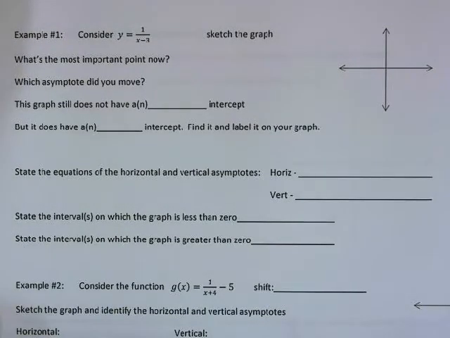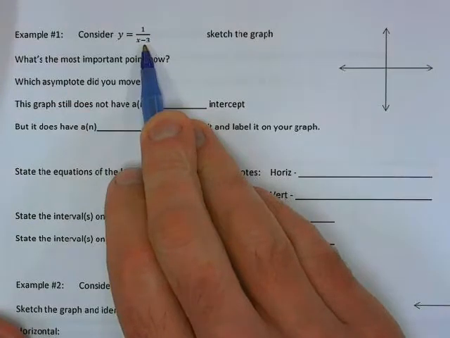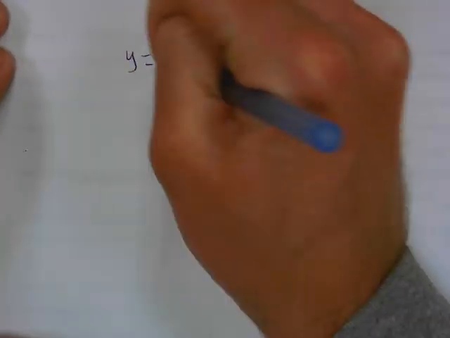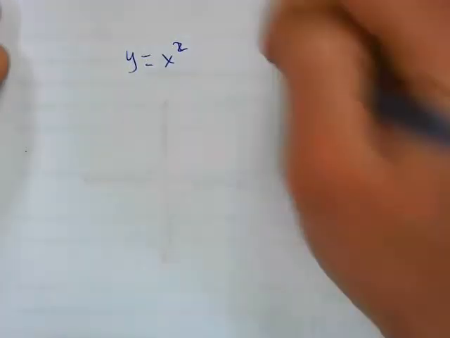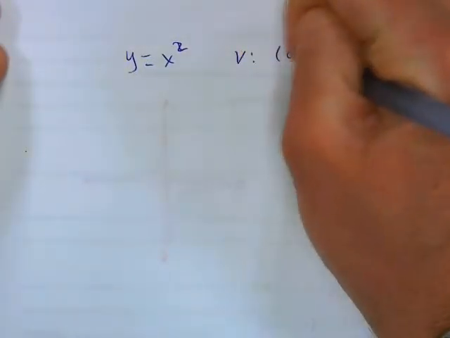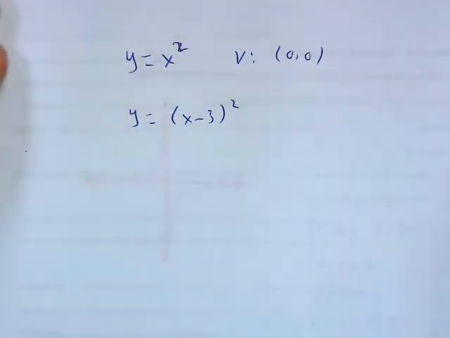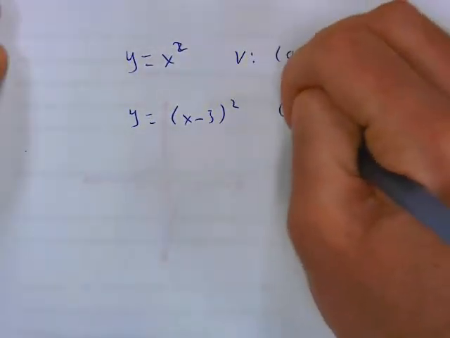Okay, what's the most important point going to be now? Normally it's at 0, 0, but think back to unit 1 and unit 2. If I subtract 3 from my x's, then what is my shift going to be? So think like a parabola. y equals x squared. Where's my vertex for that? 0, 0. What if I had x minus 3 quantity squared? Where's my vertex going to be now? Well, that's going to move me right 3. So that's going to be at 3, 0.